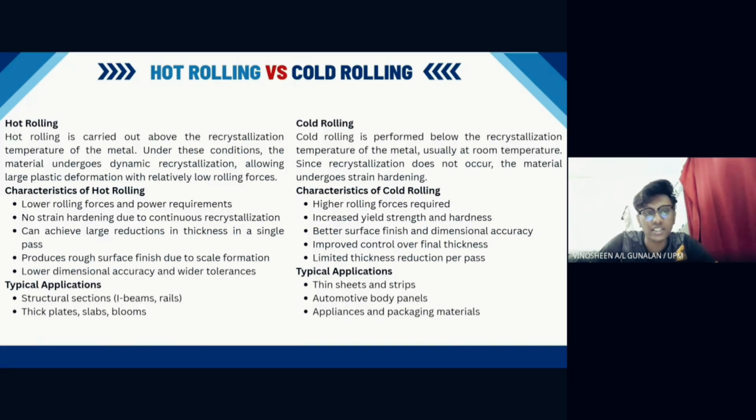So let's look at the characteristics of hot rolling, which are lower rolling forces and power requirements, no strain hardening due to continuous recrystallization, and it can achieve large reduction in thickness in a single pass. It produces a rough surface finish due to scale formation, and lower dimensional accuracy and wider tolerances. So the applications are structural sections like I-beams and rails, and also thick plates, slabs, and blooms.